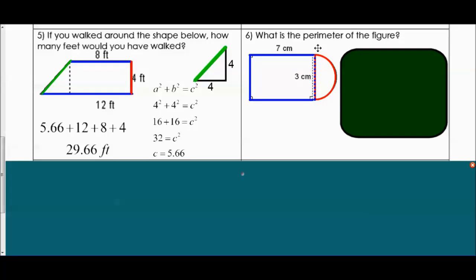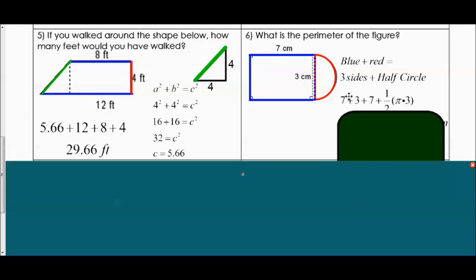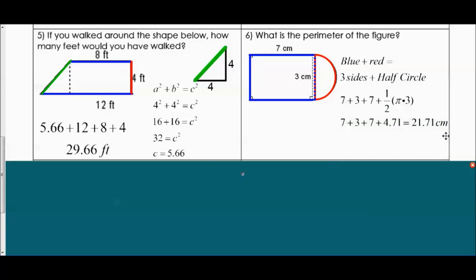On number 6, we're just trying to find the straightforward perimeter, so we're trying to find these 3 blue sides plus this red curved side. We're not going to use this dotted line in the middle because that's not a part of the outside. So we have our blue plus red, that's 3 sides plus the half circle. That's 7 plus 3 plus 7 plus, this is the diameter of the circle, so I'm using this equation, pi times diameter, and it's only half a circle, so I'm doing 1/2 times that equation. You multiply that out first, and then you add. That gives us a total of 21.71 centimeters.